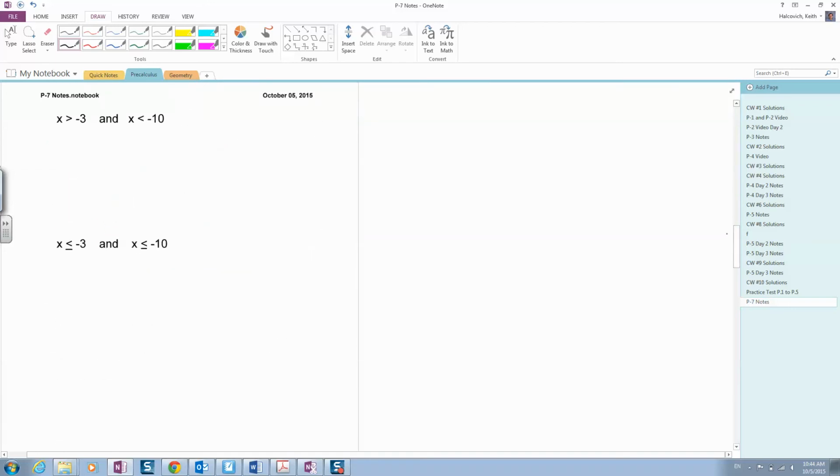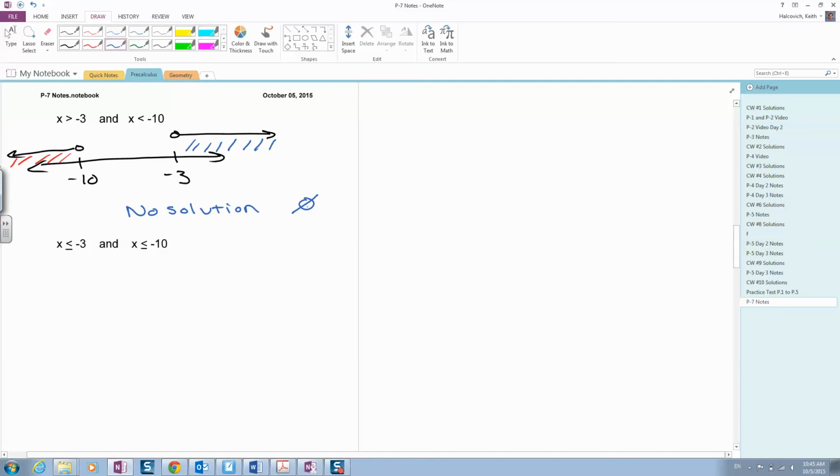Now and is where it intersects. So if you graph, here's -10, here's -3. If it's greater than -3, it goes that way. If it's less than -10, that means it goes to the left. And now you're drawing, it rains there, and it rains there. Now if it's an and, you're looking for the overlap. Here there's no overlap, so you'd say no solution, or in interval notation, no solution is just a circle with a line through it, meaning the empty set.